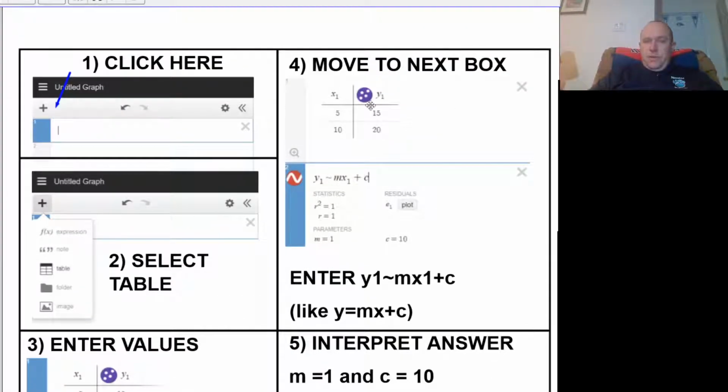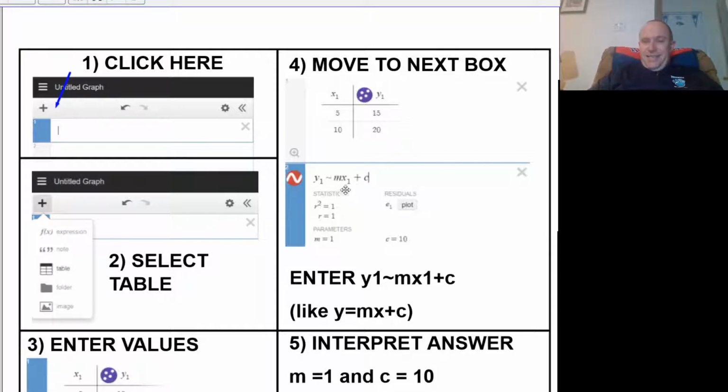Now, once you've got both numbers typed in, you move down to the next box, and then you have to type in this formula. Now, to get the little subscript 1, you don't have to do anything clever. You literally just type y1, and it will make the 1 look like this. Now, this little symbol here, which I believe is called a tilde, it's in the top left corner of your keyboard. Once again, you might have to press Shift to get it. And then you're going to type in mx1 plus c. Once again, 1, just type in a regular 1, and it will change it to this subscript for you.